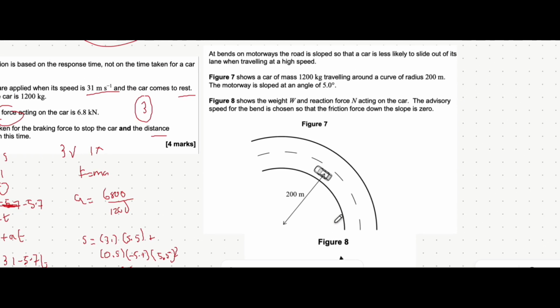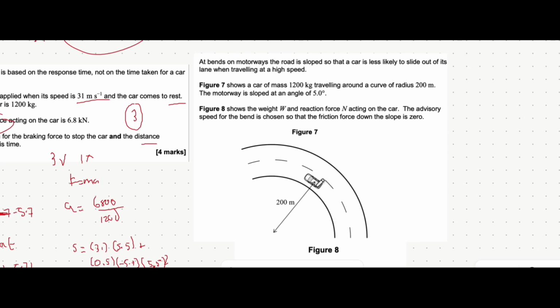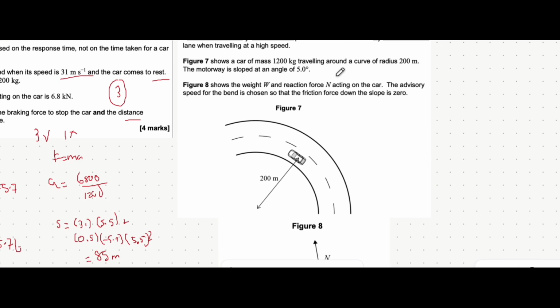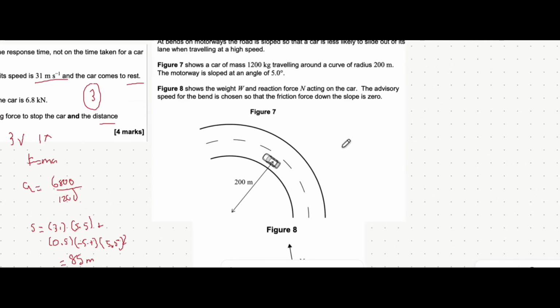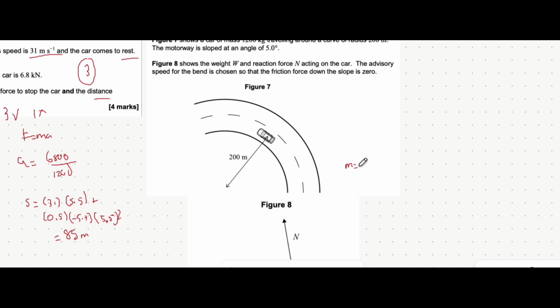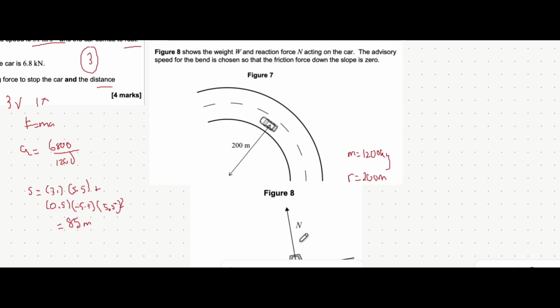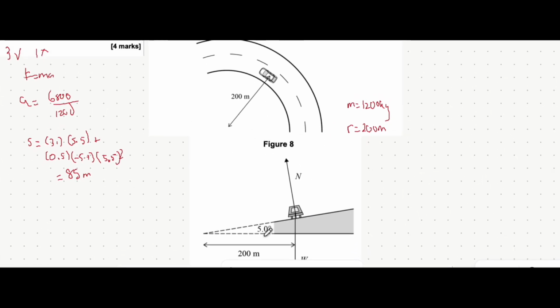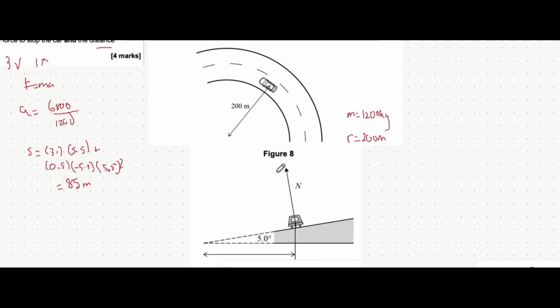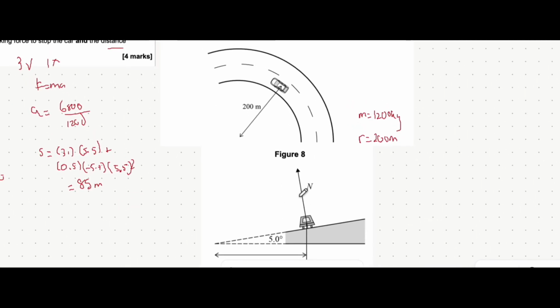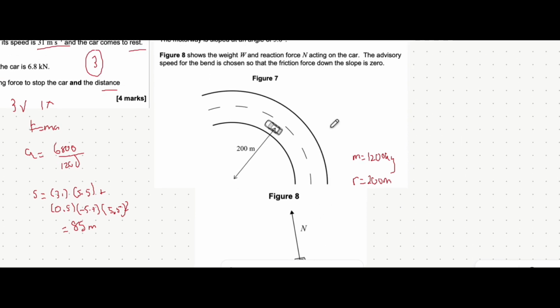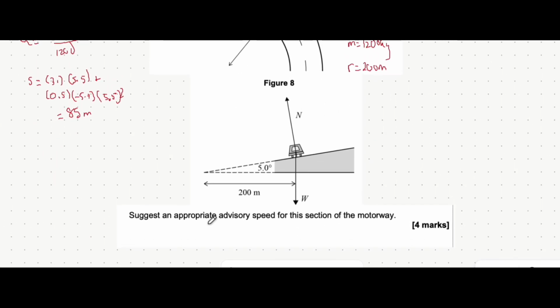Moving on now, we're going to have a look at this question that looks at a car moving in circular motion. It's giving you quite a bit of information. I'm just going to summarize it here. The mass is 1200 kg, the radius is 200 meters, and it's sloped at an angle of 5 degrees, just like it's shown here. It's also told you the forces acting are the weight, which acts vertically downwards, and the normal reaction force, which is always at 90 degrees to the surface, and that's pretty much it. It's a suggested advisory appropriate speed.